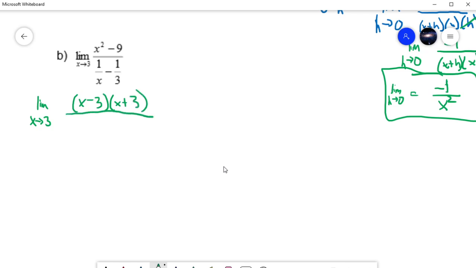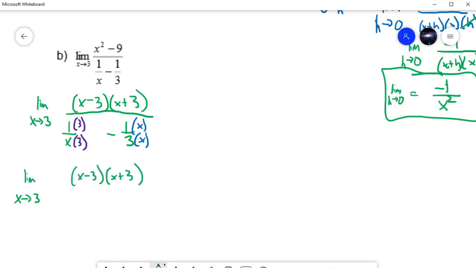Now for the bottom, I have a 1 over x, and then I have a 1 over 3. To make sure they have the same denominator, I'm going to multiply this one by 3 over 3, and this one by x over x, right? And that's going to make sure that both of the denominators are 3x. Okay, so now limit as x approaches 3. The top, x minus 3 multiplied by x plus 3. The bottom, 3 take away, let's do it this way, 3 over 3x take away x over 3x.